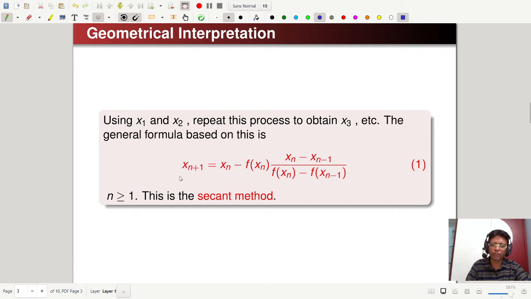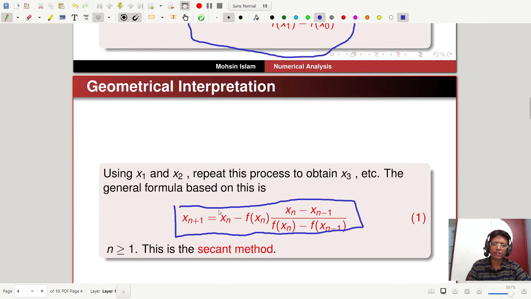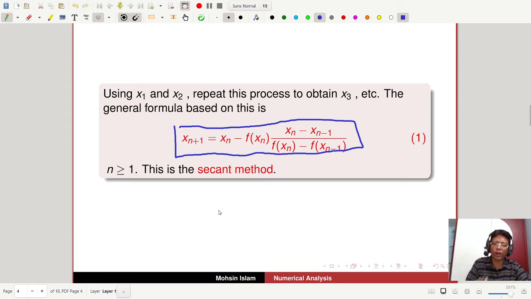We can write the formula for the (n+1)th approximation. So that is the approximation formula for n greater than or equal to 1, and this is the secant method. So mainly you are drawing a secant and that will intersect the axis at a point. Again, that you take as an approximation. You can join the line and so on, right?